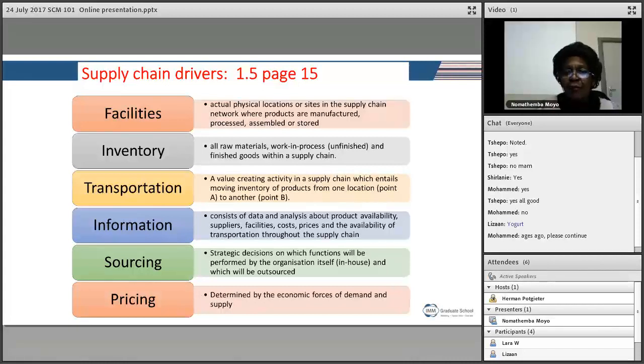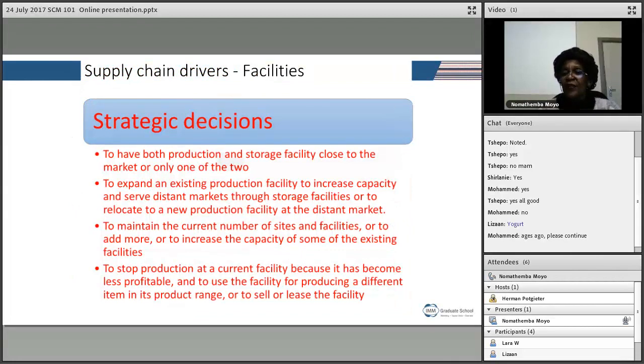That is now outsourcing. Then pricing, determined by the economic forces of demand and supply. There is a lot that you look at when you are pricing. This is going to be discussed further in our supply chain, but you have to talk about the pricing. Obviously, you have to consider what costs have gone there and then the pricing. The 3 last are the cross-functional.